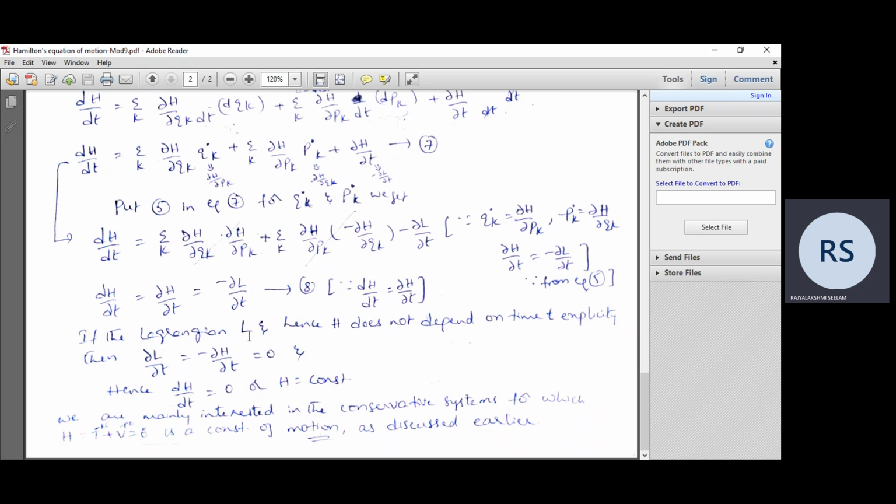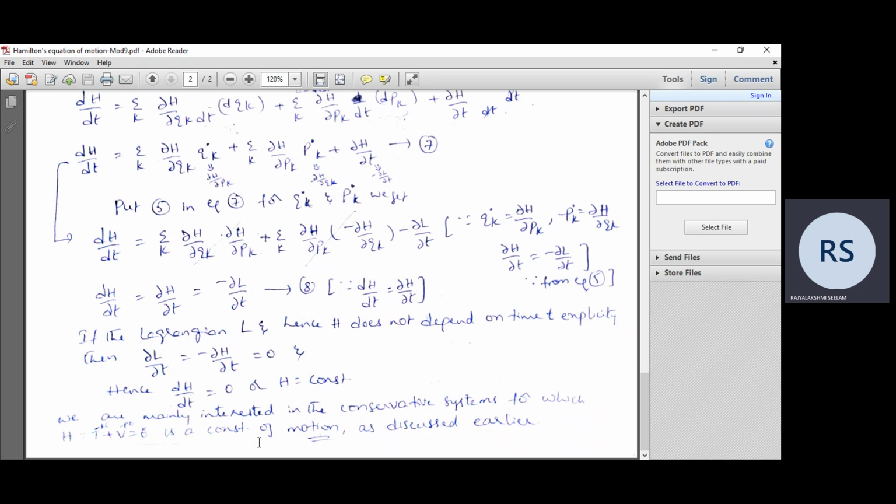So if the Lagrangian L and H do not depend on time, then dou L by dou t equals minus dou H by dou t, which equals 0. If H does not depend on time, that means dou H by dou t or dou L by dou t does not depend on time, so the value equals 0. Hence dH by dt equals 0, or H is constant. We are mainly interested in conservative systems, for which T plus V equals total energy E, a constant of motion.